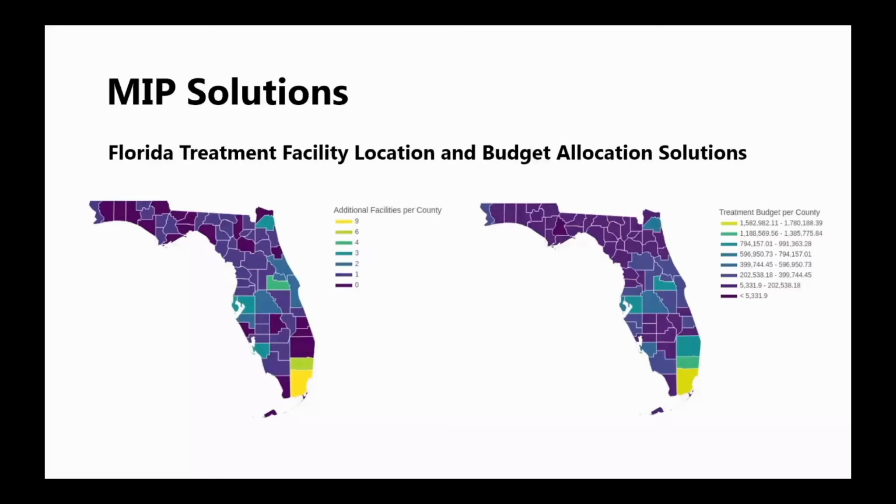And then in terms of the treatment budget solutions for a particular time period, we can see that it did quite a good job of matching up with the county population distributions because Miami-Dade, again, is the most populous county in Florida, so it has the largest treatment budget allocation.